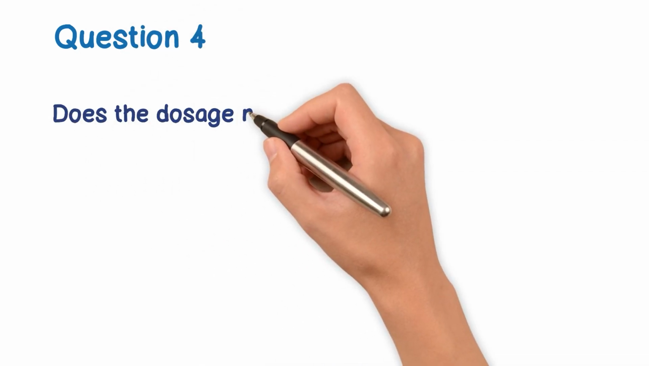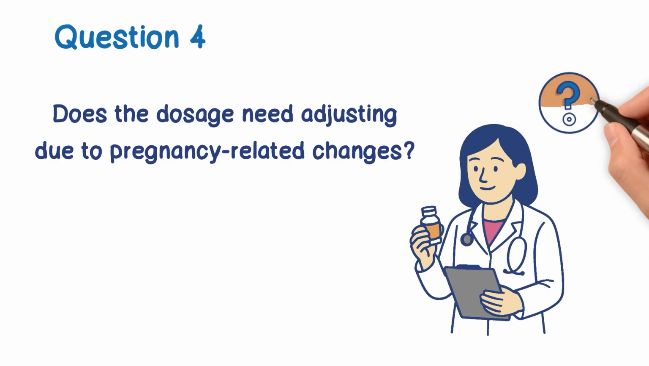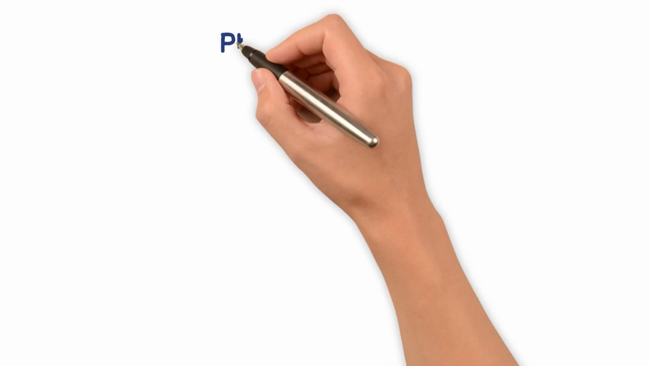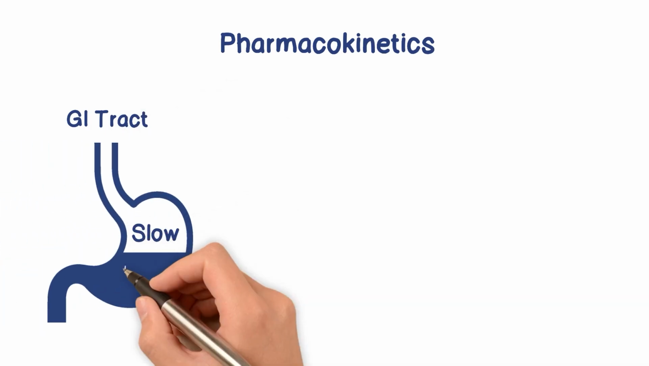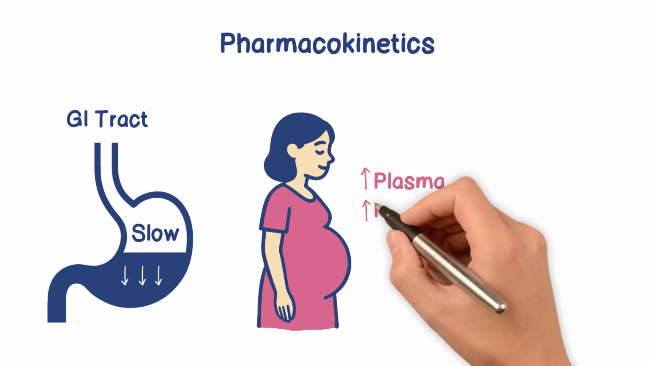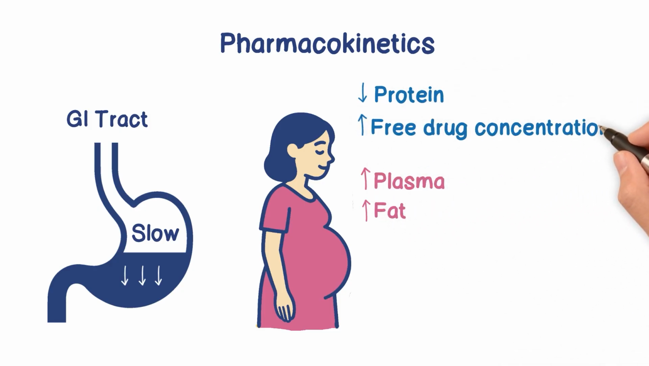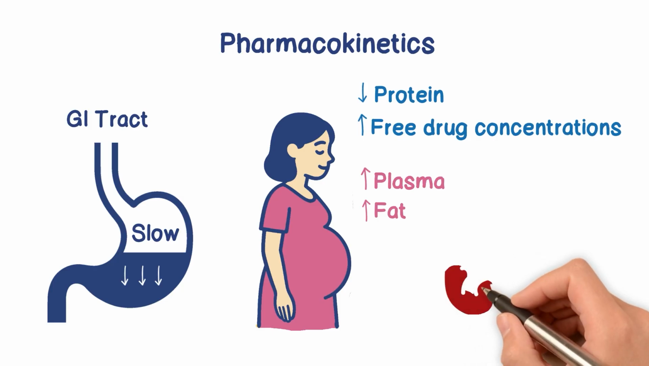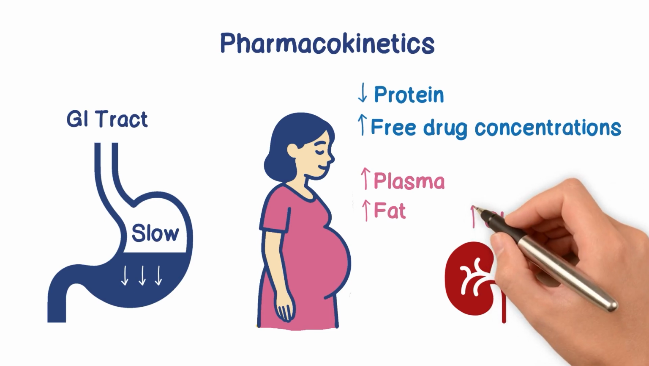And lastly, does the dosage need adjusting due to pregnancy-related changes? Absorption may slow due to reduced gastrointestinal motility. Increased plasma volume and fat alter volumes of distribution. Reduced protein levels increase free drug concentrations, especially important for protein-bound drugs like anticonvulsants. Renal and hepatic clearance also increase, affecting dosing.